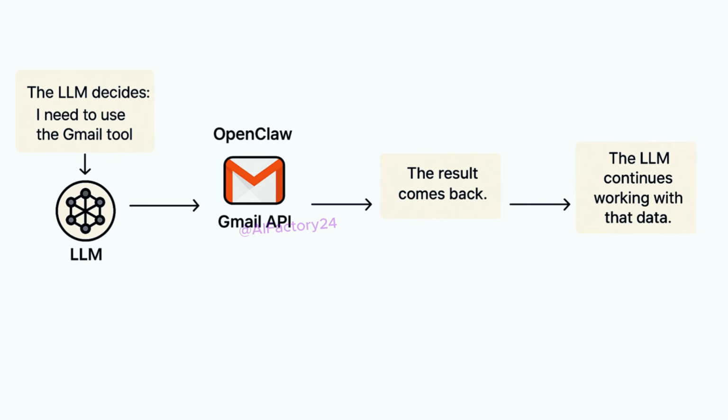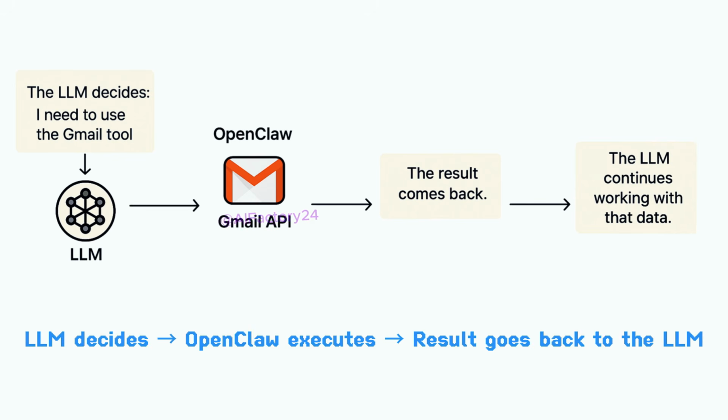So the system works like this. LLM decides, OpenClaw executes, result goes back to the LLM. In simple terms, tools equals the hands of the AI. This is what turns AI from chatting into actually doing work.